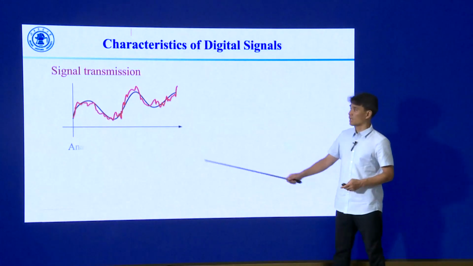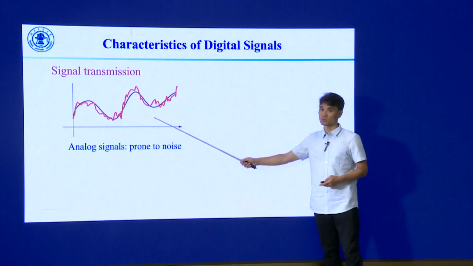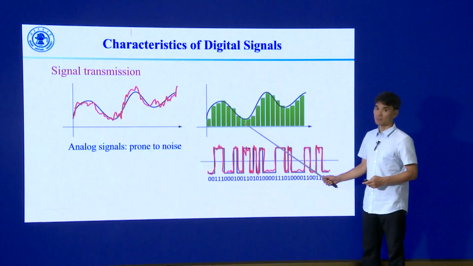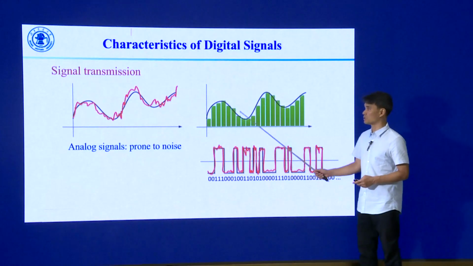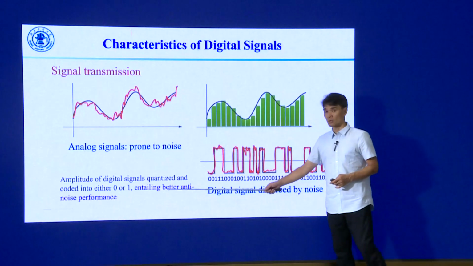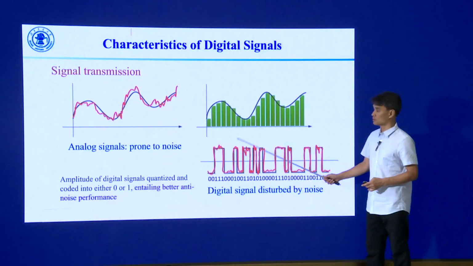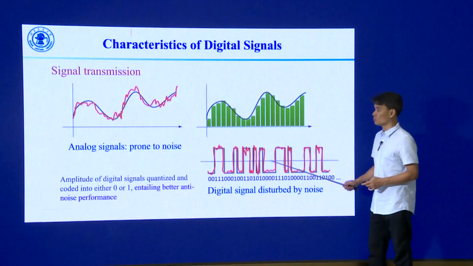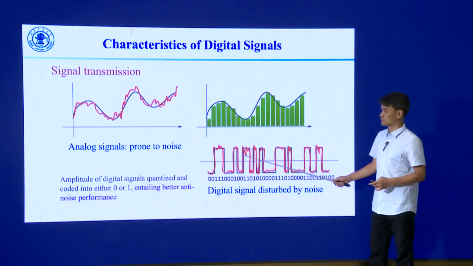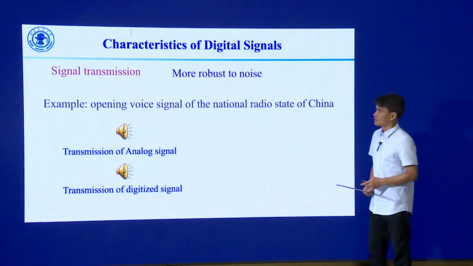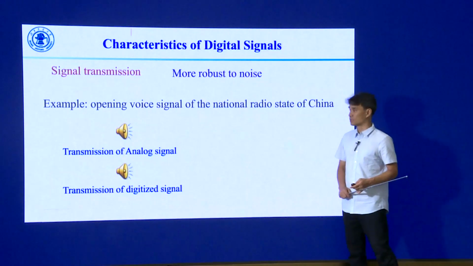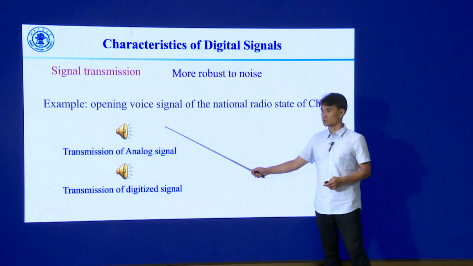Also, analog signals are often prone to noise. Well, if you sample it in the time domain and then quantize the amplitude, we can encode them using either 1 or 0. These two different levels are robust to noise, given that the noise is not too large. And the digital signal is also robust to noise. Here we're going to have 2 soundtracks.